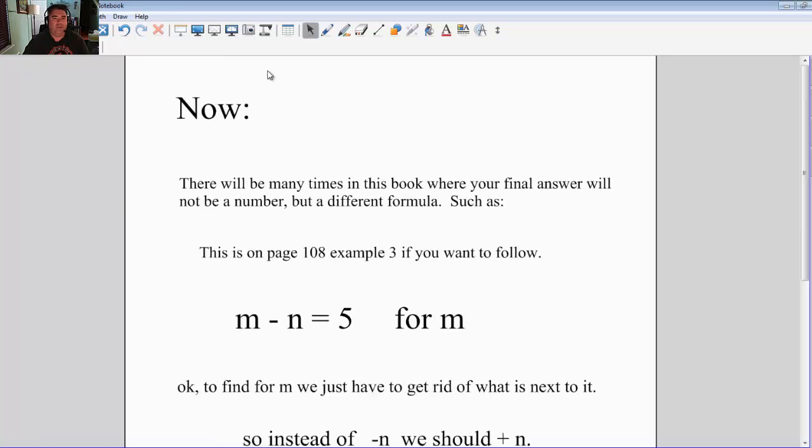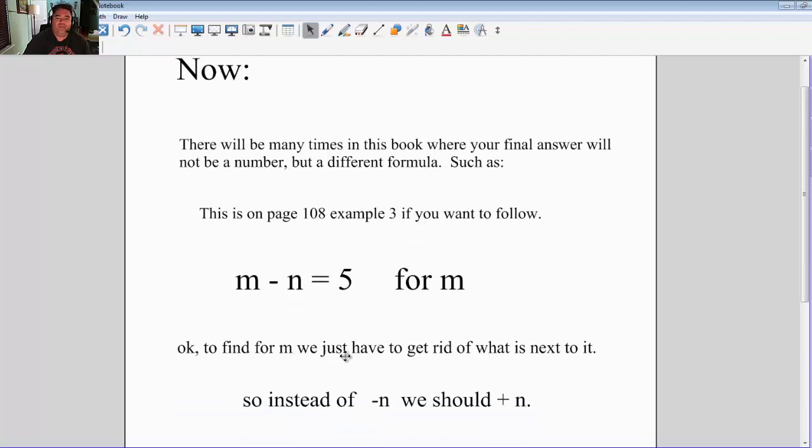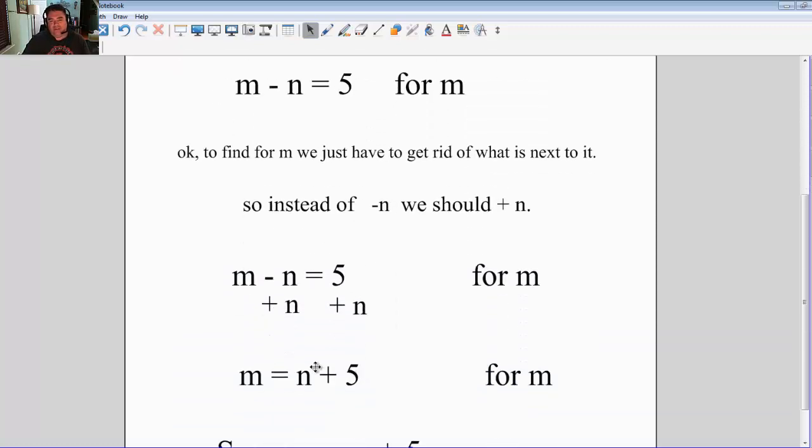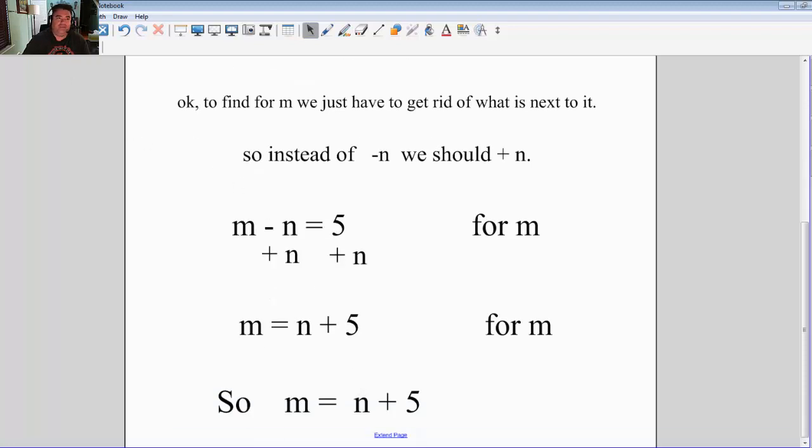There you have it. Now, there will be many times in this book where your final answer will not be a number, but a different formula. Such as, on page 108, example 3, if you want to follow, it says m minus n equals 5, and you want to find for m. Okay, well to find for m, we just have to get rid of what's next to it. In other words, the minus n has to go. So instead of minus n, we have to add n. But add n on one side, you have to add n on the other. So plus n here, m equals n plus 5. And there you have it.